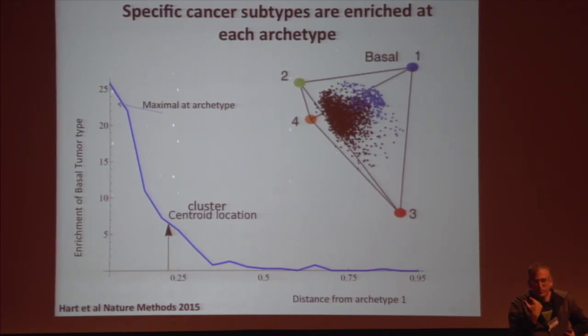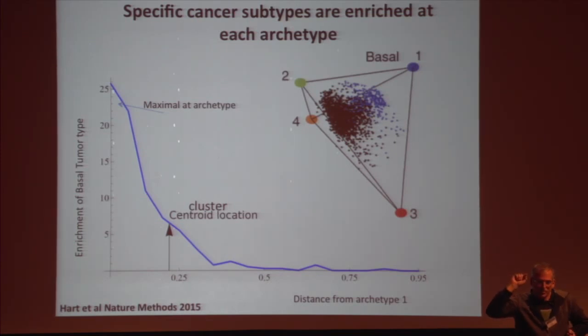And if that's the case, what we're testing now is whether the drugs that target the function that we infer should be most effective for the cancers that are closest to the relevant archetype. See what I mean? So that's something we're testing right now. So yeah, there was a question.